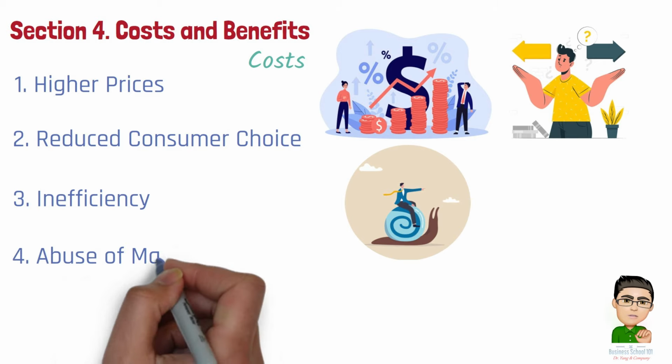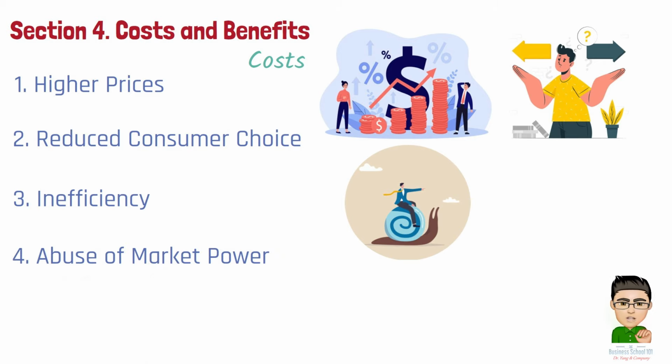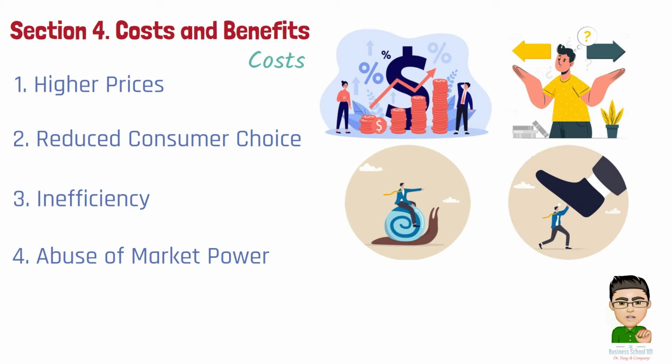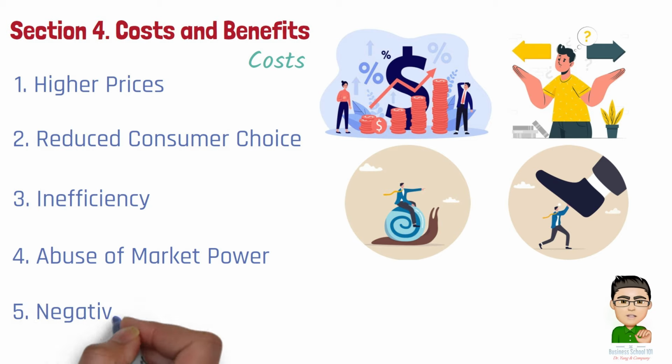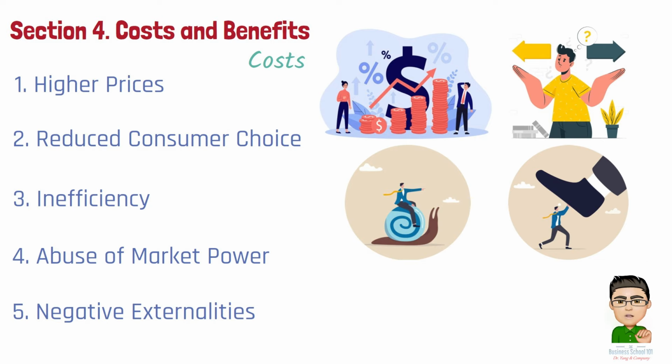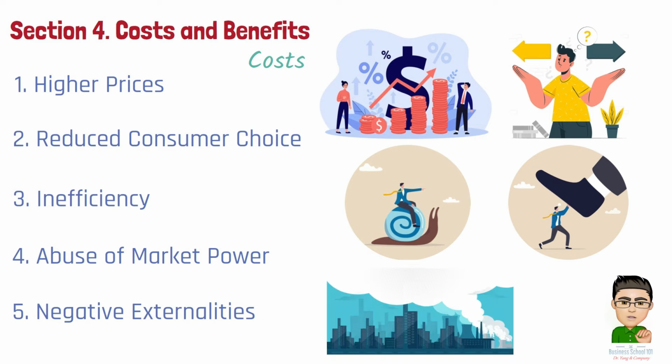Number 4. Abuse of market power. Monopolies may use their market power to engage in anti-competitive practices, such as predatory pricing or exclusive dealing arrangements, which can harm consumers and other businesses. Number 5. Negative externalities. Monopolies may impose negative externalities on society, such as environmental damage or reduced consumer welfare, without bearing the full social costs of their actions.